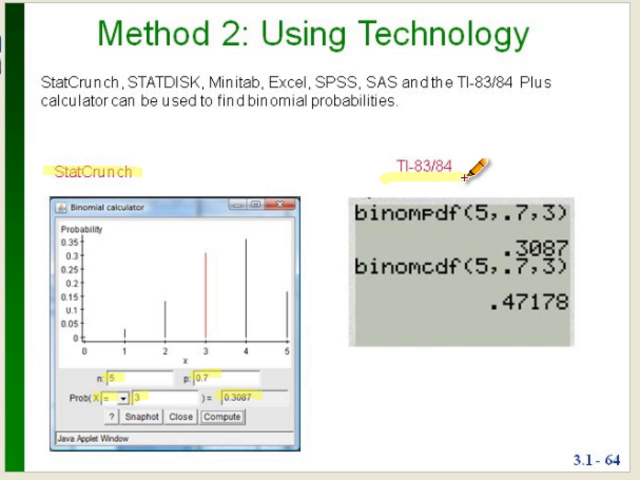Now this one over here is using a TI-83 or 84, which is really easy. You find the function called binomial PDF or binomial CDF, and you put in the N, the P, and the X. So that's how the order of that goes. You've got N, P, and X here. And we'll talk about the difference between these two in an example that we do.